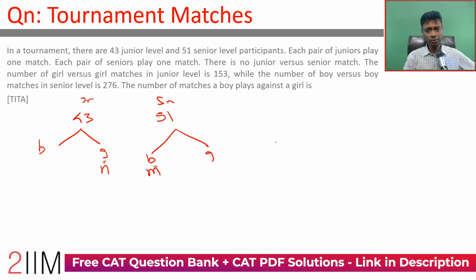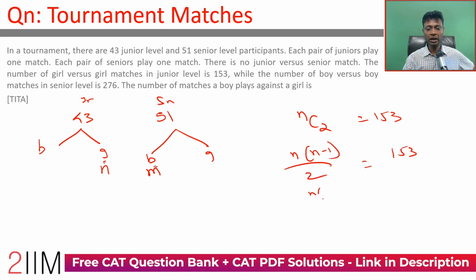This question is very doable. Girl versus girl matches is 153. N girls, number of matches will be NC2. NC2 is 153. N into n minus 1 by 2 is 153. N into n minus 1 is 306. Don't factorize this and do something with a quadratic equation. Product of 2 consecutive numbers is 306. 306 is a multiple of 9. So we have an 18 into a 17. That should work. It does. So there are 18 girls in this. 43 minus 18 is 25 boys.